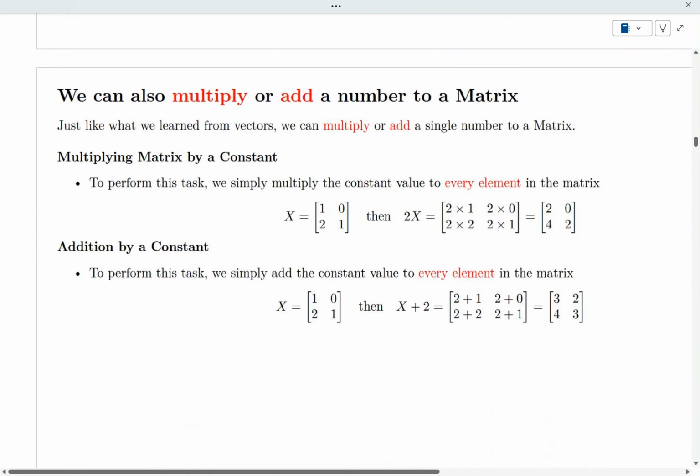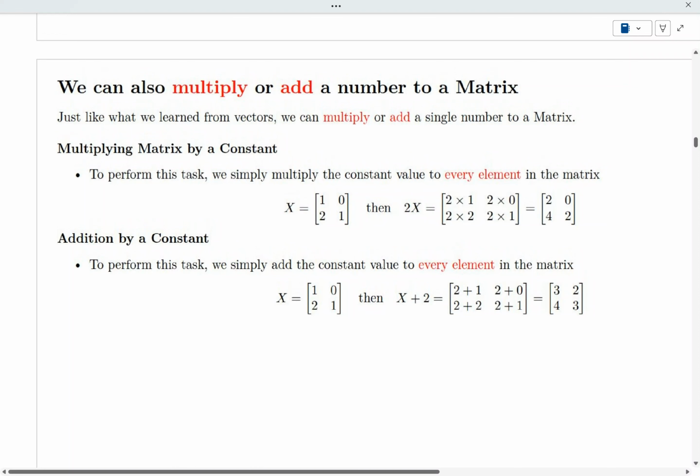The next one, if we have multiplication, so let's say we have X matrix and we multiply by a number, 2x in this particular case. What you do is you just take 2 and you multiply by every number in here. So you have 2 multiplied by 1, 2 multiplied by 0. That's when you see this notation where you have 2, a constant value, multiplied by a matrix. What that just means is you have a number multiplied by every element in the matrix.